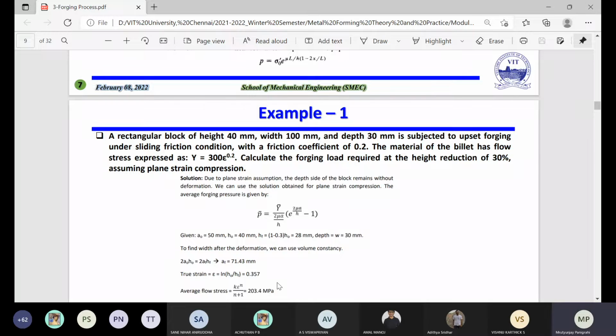So please, I'm requesting again, you have to practice at home. Otherwise, you cannot do it, it is very small. So I think you have done the area. It means the length you have done here, and then epsilon you have done here, and then Y bar also you have done here, right? And also the flow stress you have done. So then you have to find out the average forging pressure.